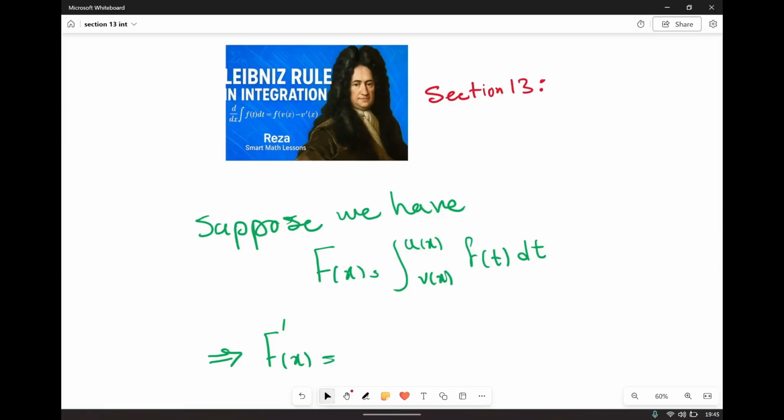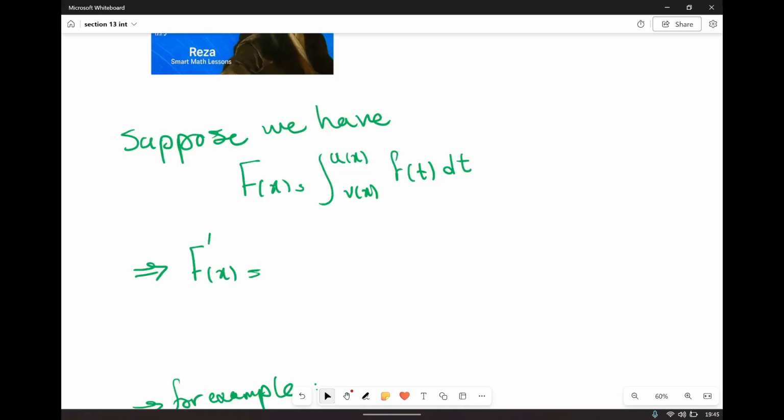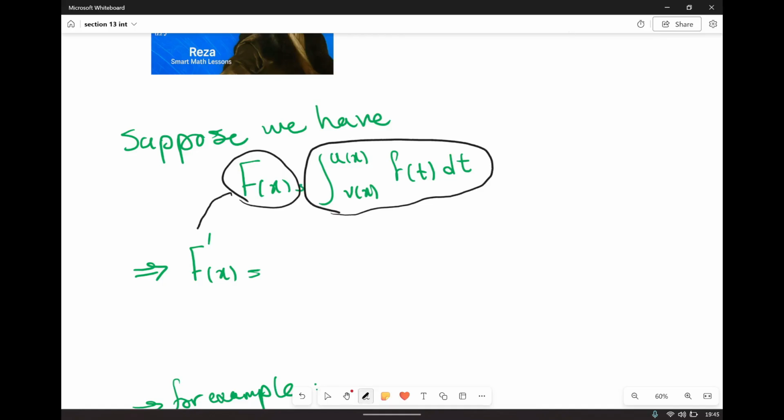In this section we're going to discuss an important notion that is Leibniz Rule. What is that exactly, guys? Consider we have a capital F that is the integration of this function, and if we calculate the derivative of capital F, it is exactly f composed with u(x) times u prime of x minus f composed with v(x) times v prime of x.